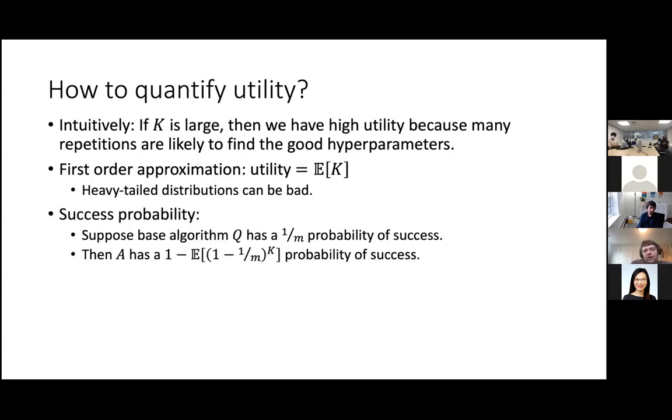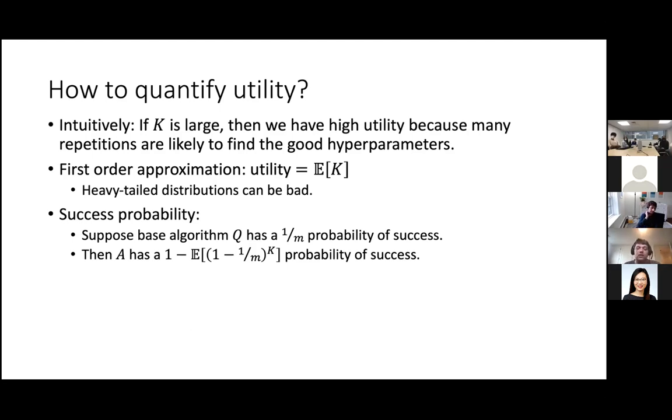So another type of thing we might look at for quantifying the utility of the algorithm is some kind of binary success probability. Let's just imagine the base algorithm has a 1 in M probability of success, and otherwise it fails. So it's like a binary outcome. This is the case where you're looking through a set of M hyperparameters and just one of them is good, everything else is terrible.